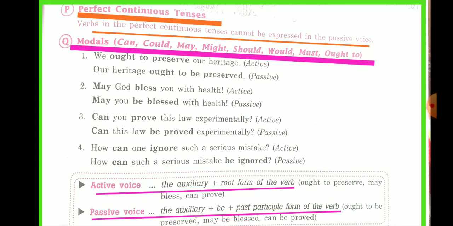Now modals. When we change the sentences in which modals are used, then what to do with those modals? If in active voice modals are given along with first form of the verb, because we always use first form of the verb along with modals, then it will be changed into the modal like ought to, may, might, can, could plus be plus third form of the verb, as it is a rule that we always use past participle along with helping verb. So verb third form will always be used in passive voice along with helping verb.